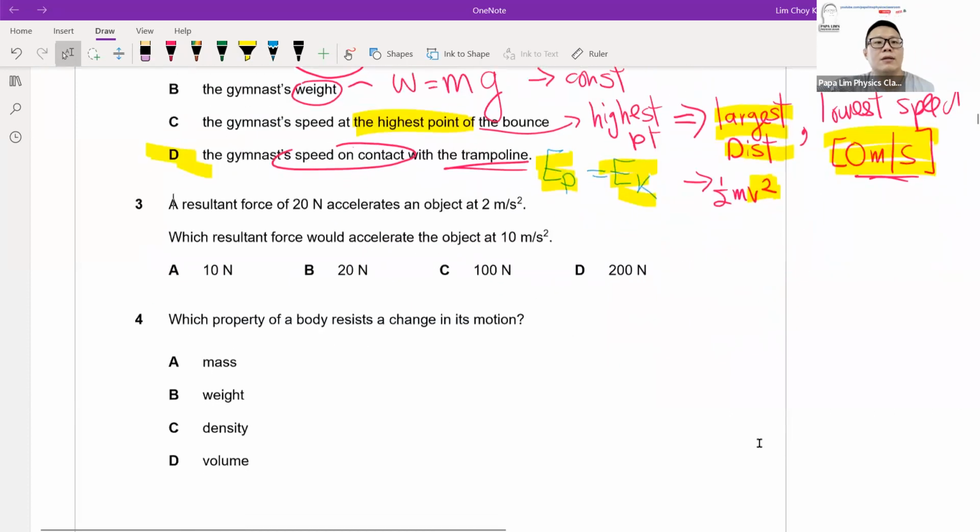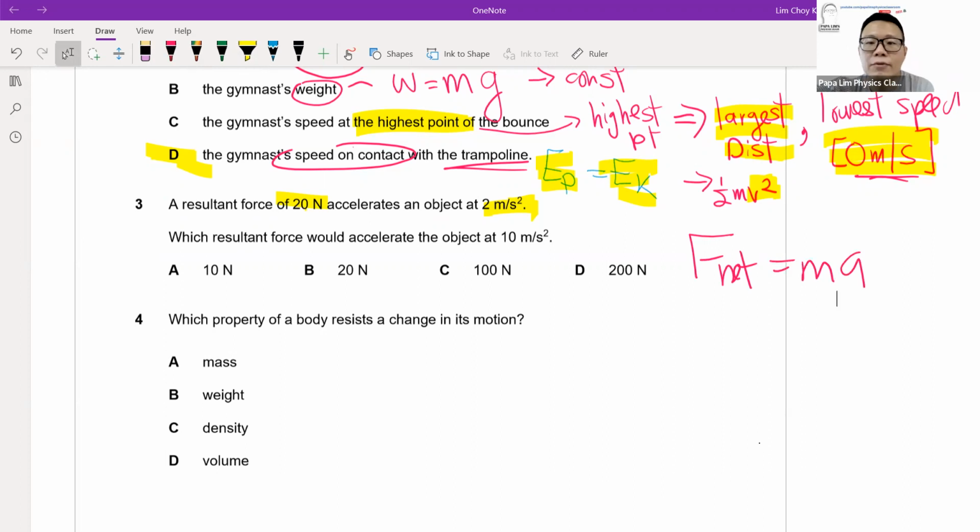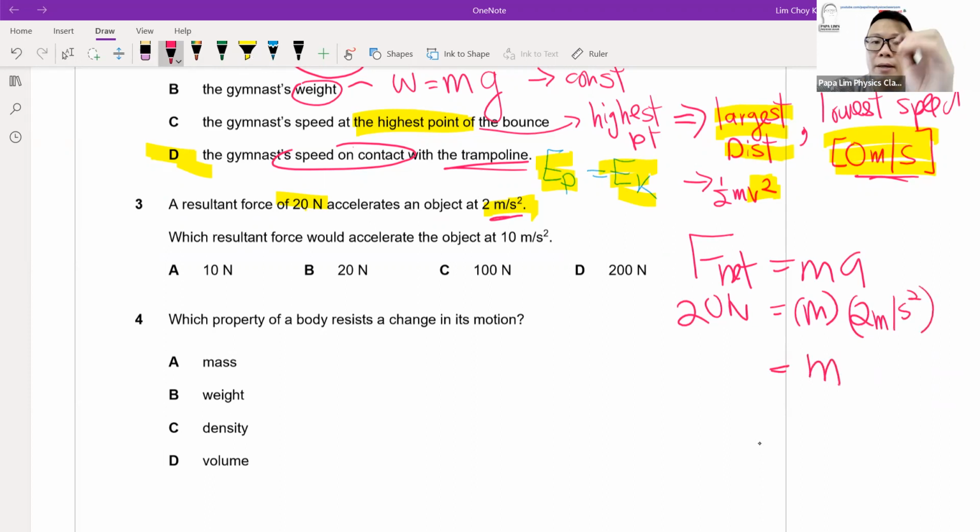Now, question 3, resultant force F is 20 Newton. Acceleration is 2 meter per second square. What is the resultant force? From the question, the common thing that we are looking at is resultant force, which is F net, equal to ma. At the first case, I will have 20 Newton. The mass is unknown, but the acceleration given in the question is 2 meter per second square. If you do the algebra, I will be able to calculate my mass, which is 20 divided by 2, which is 10 kg. So the mass of the object is 10 kg.